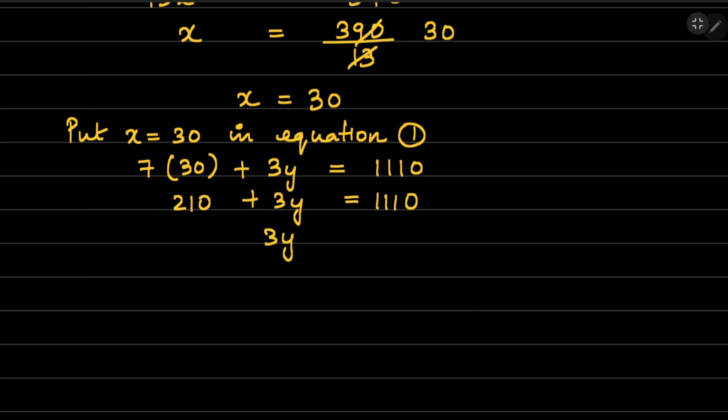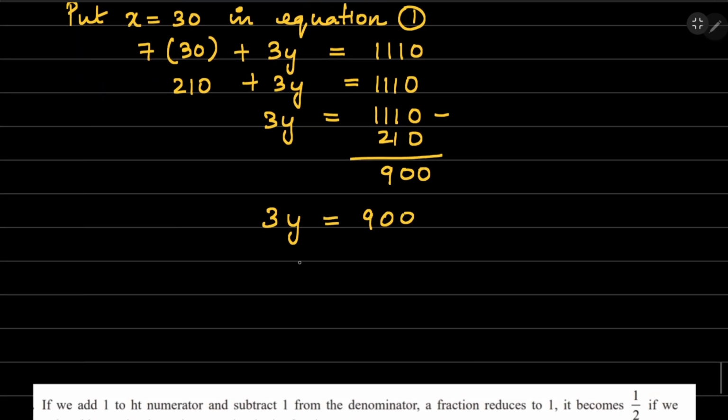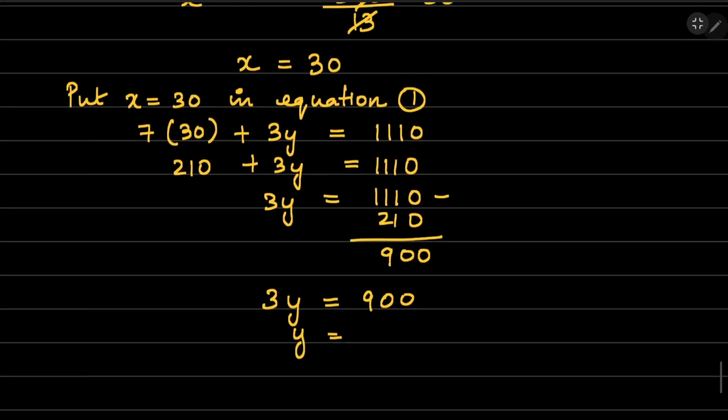So 3y is equal to 1110 minus 210. When you subtract, what do you get? 11 minus 2 is 9, so 900. So 3y equal to 900 and y equal to 900 divided by 3, which is 300.